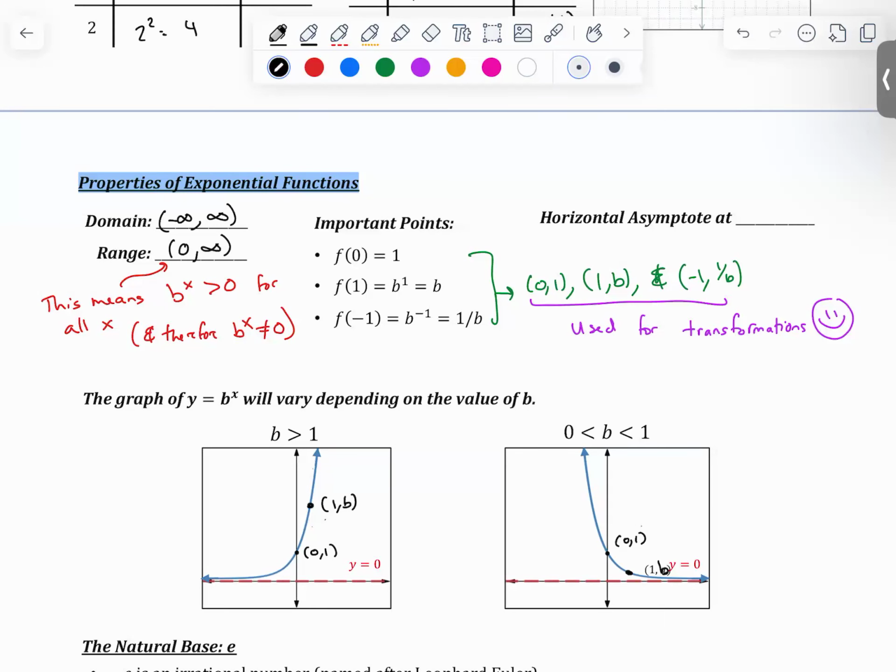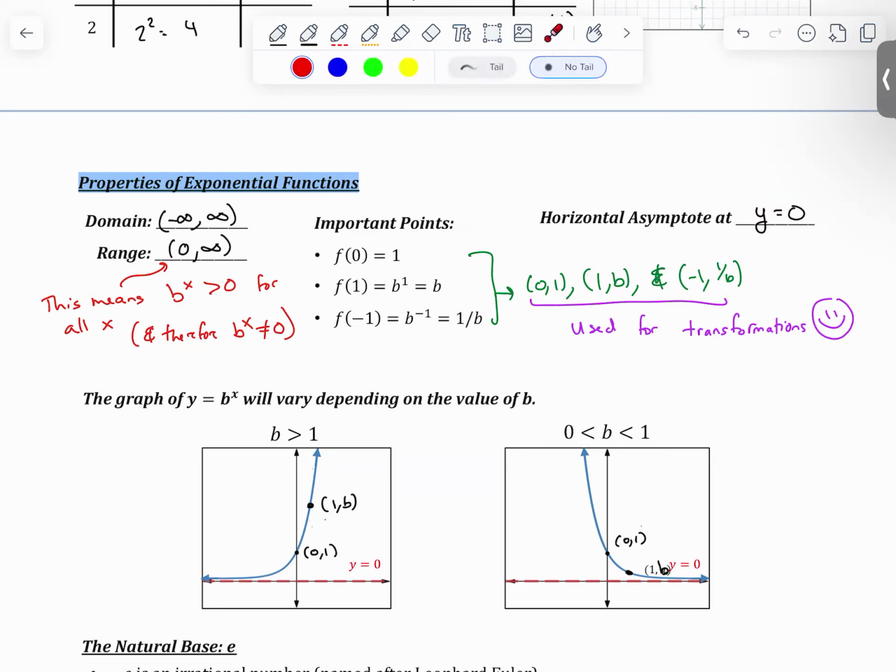Like it never happened. We'll get to that in just a second. But I know some of you may not be pleased about that, but the good news is you can also just use your calculator to find points, which we'll talk about in just a moment. And then the other property that exponential functions have is they have a horizontal asymptote at y equals 0.